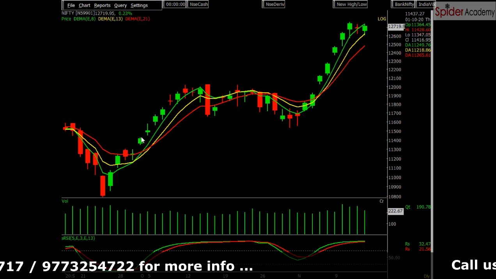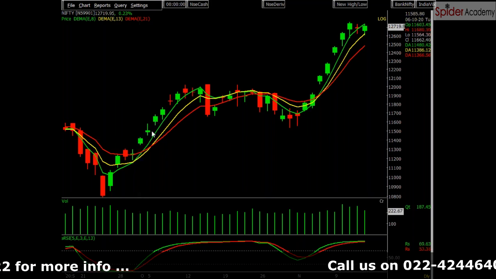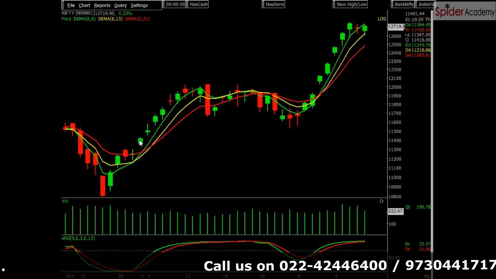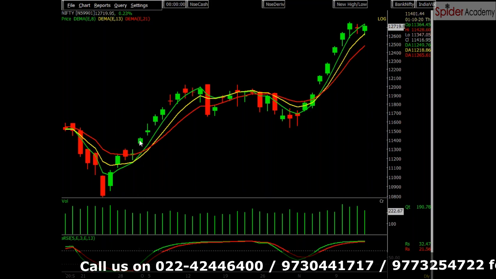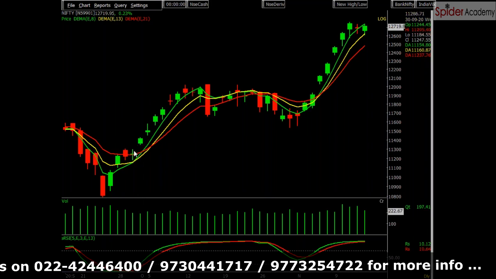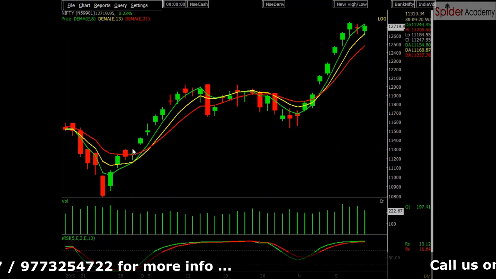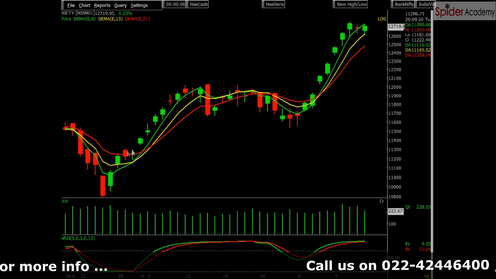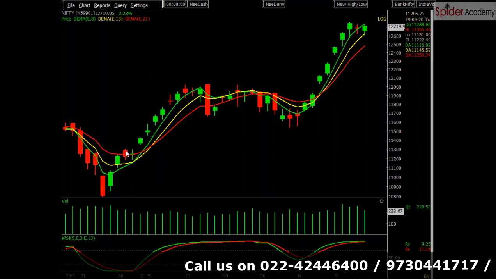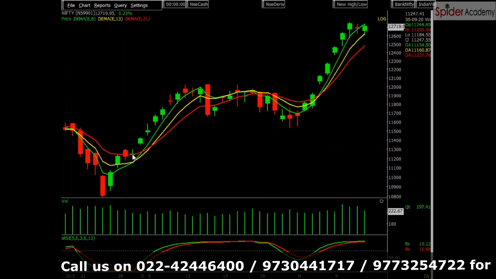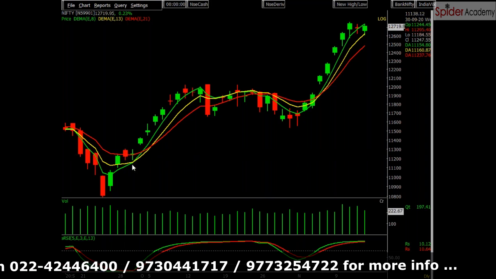Once I enter, this is my confirmation, this is my entry. What would be my stop loss? My stop loss will be the signal candle or the pre-signal candle, as I told you earlier. The pre-signal candle is the candle just behind the signal candle, whichever has the lowest low.